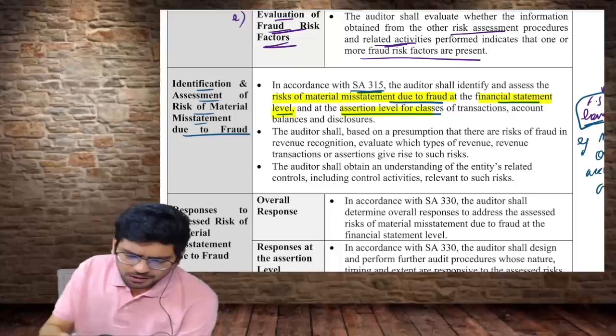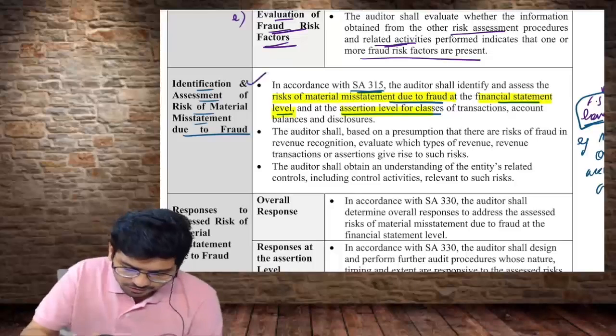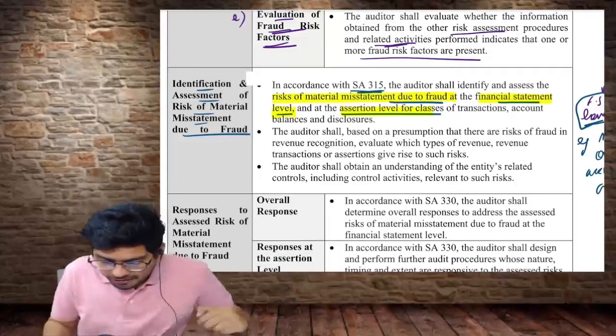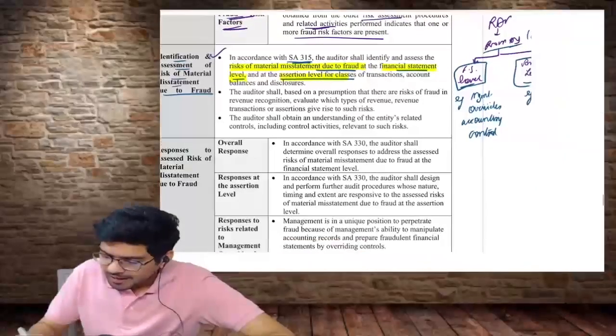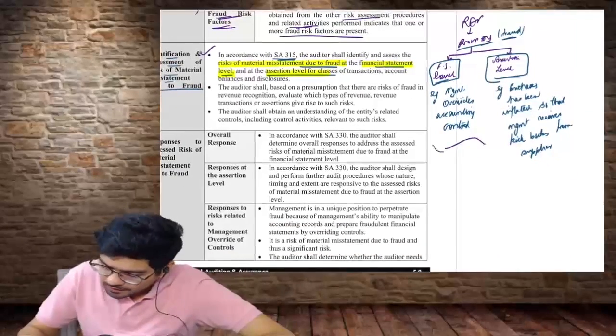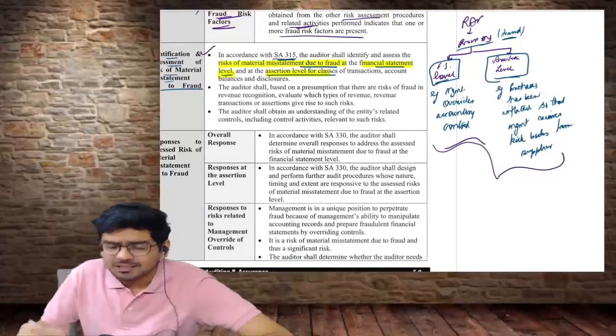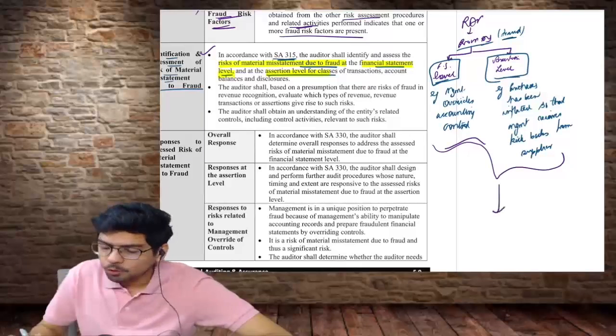So this is not very important. First line is sufficient. You just read this. Now, please understand, having identified and assessed ROMMs at 2 levels, what is the auditor going to do now?